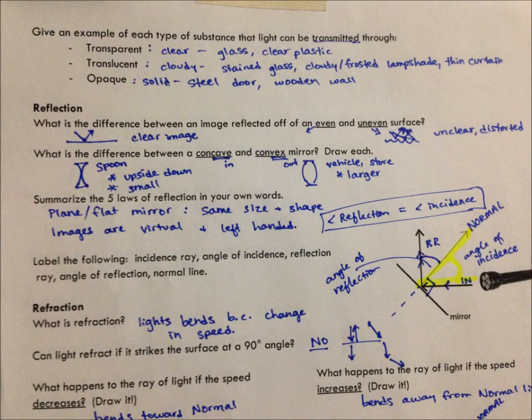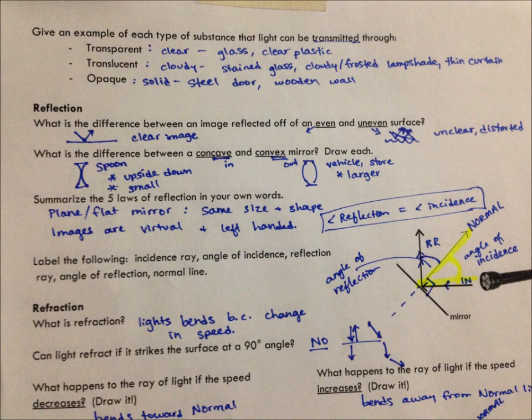When light strikes an object, there are three things that can happen to it. It can be reflected, it can be absorbed, or it can be transmitted. If it's transmitted, we're going to say that three things can happen to it. It can either go through completely, a transparent substance. That would be something that's completely clear, like perfect glass or clear plastic or really pure clear water.